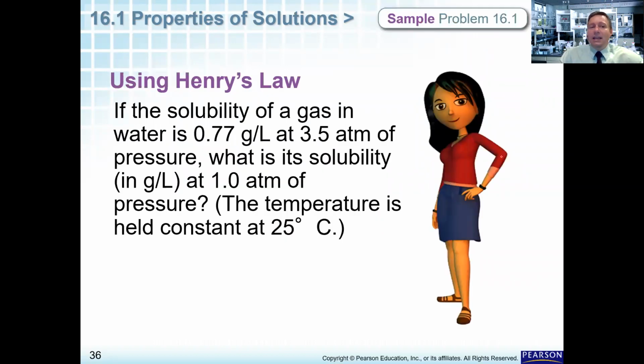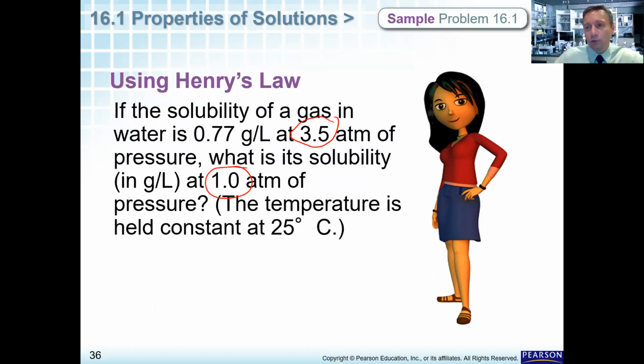So let's look at an example. If the solubility of a gas in water is 0.77 grams per liter at 3.5 atmospheres of pressure, what is its solubility in grams per liter at 1 atmosphere? So the pressure falls. That would make sense even before we solve this. The pressure is going to go from 3.5 to 1. It would make sense that the solubility falls. And that's what we should see happen here.